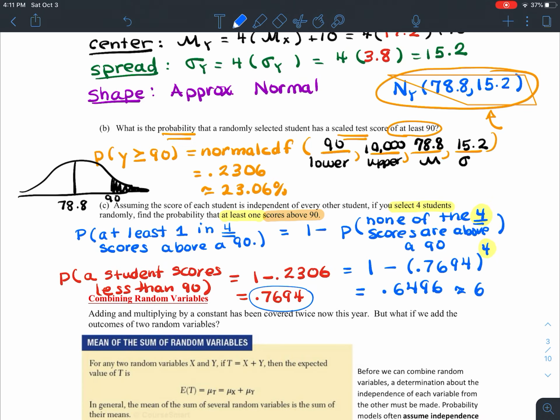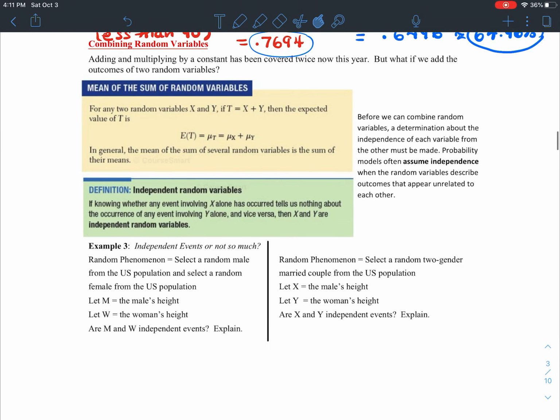Well then I'm putting in here the probability that they score less than a 90, and I need to do that to the 4th power to account that I'm talking about 4 students, and that would come out to 0.6496, which is roughly 64.96%. Those problems are tough when they give you the at least one. You've got to figure out the odds of not one student getting that, and then if we're talking about a group of students, that becomes your exponent.